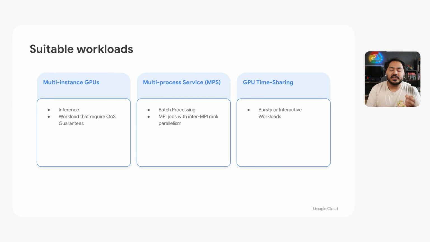Multi-instance GPUs are best suited for workloads like inference and workloads that require quality of service guarantees. For example, when running AI inference workloads, multi-instance GPU allows multiple inference queries to run simultaneously for quick responses without slowing each other down. MPS is best suited for batch processing, for example, MPI jobs with inter-MPI rank parallelism. With these jobs, each small CUDA process can run concurrently on the GPU to fully saturate the whole GPU. GPU time sharing is best suited for bursty or interactive workloads, for example, when multiple users test or prototype workloads without idling a costly GPU.